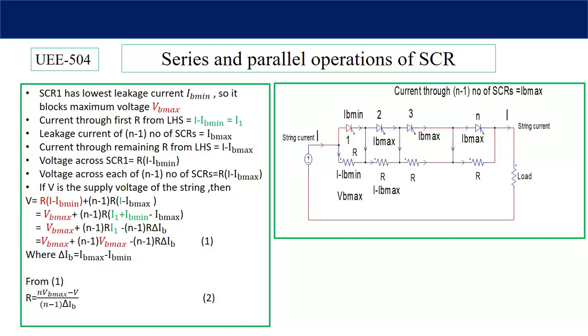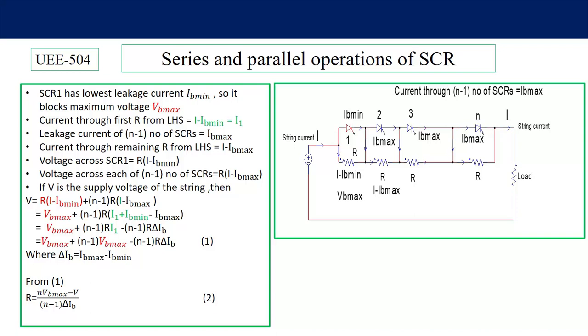Here we neglect the voltage drop across the load resistance, because the leakage current is very low, so the voltage drop across the load resistance can be considered negligible. So the supply voltage is equal to the voltage across the number of SCRs. The first SCR voltage drop is R into I minus IB minimum, and for the remaining n minus 1 number of SCRs the voltage drop is n minus 1 into R into I minus IB maximum.